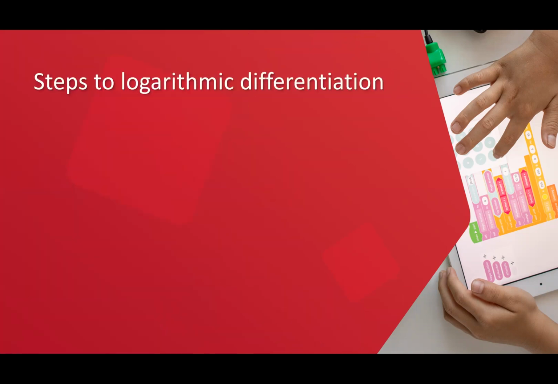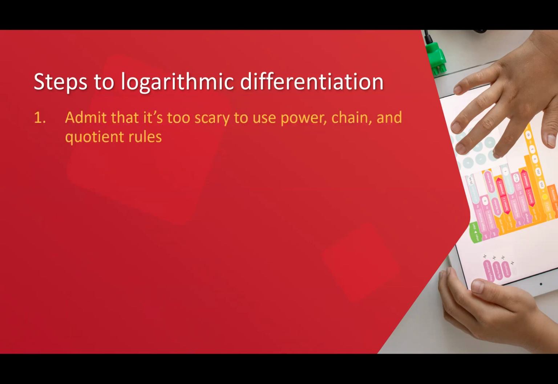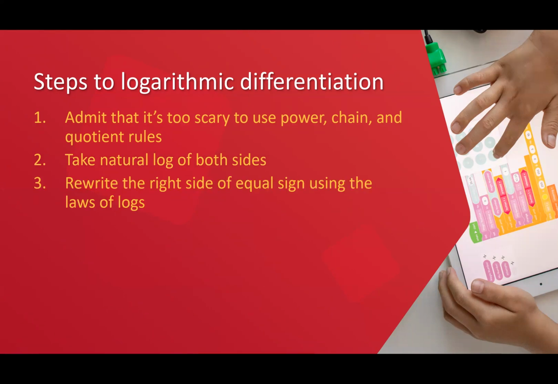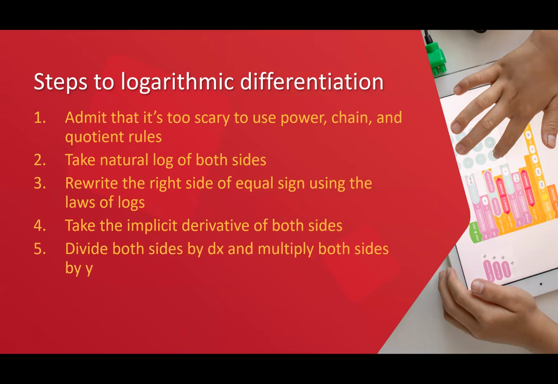So the steps to logarithmic differentiation that we just did. Step 1, admit that it's too scary to use the power rule, chain rule, and quotient rule all at once. Take the natural log of both sides. Use the laws of logs to rewrite the right-hand side. That makes it really easy to take the derivative. Take the implicit derivative of both sides. Divide both sides by dx and multiply both sides by y. We've done that 100 times. And then take the y out and substitute back for its initial value. Circle your answer.